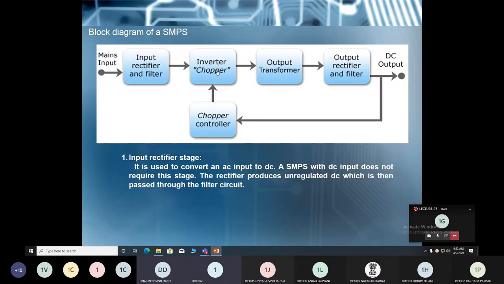Sir, our input is 230 volts. And how do we convert it to 1000 hertz? Sorry? Sir, 50 hertz is the input up here, but the rectifier output is 1000 hertz. See, input is 50 hertz.